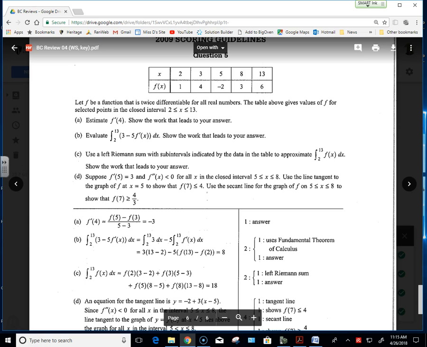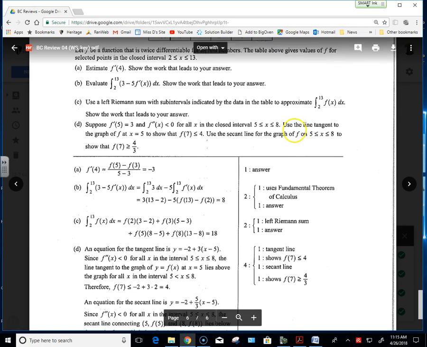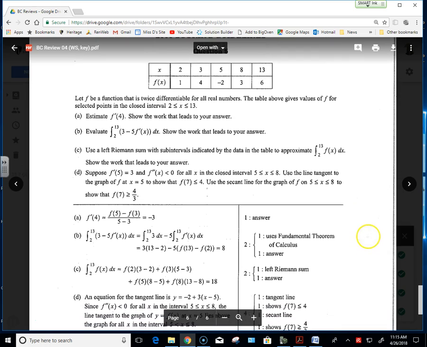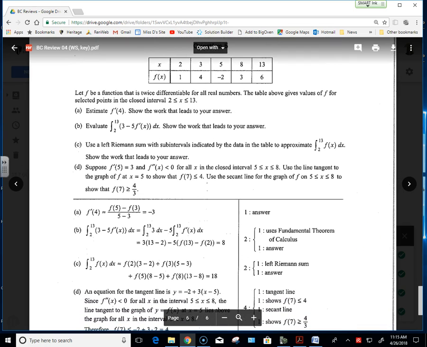What was the other one, letter C? D. Good job getting letter B, though. That was one a lot of you missed. Wasn't that on the AP, the integral of f double prime, of f prime, and you had to plug in? Sure. And you got 5? Yeah. Letter D. Suppose f prime of 5 equals 3 and f double prime.